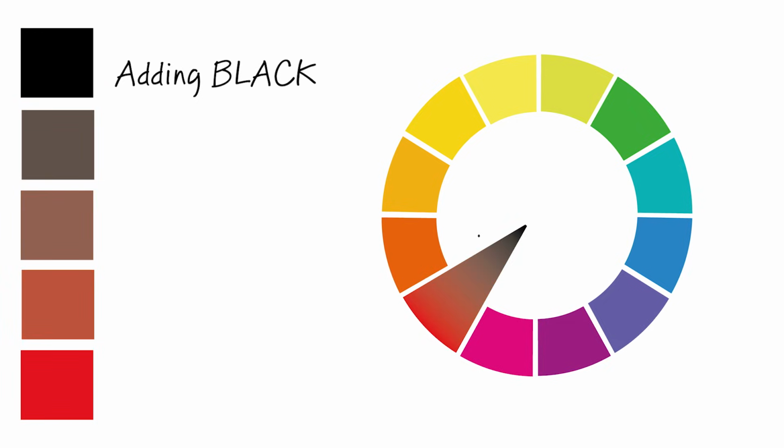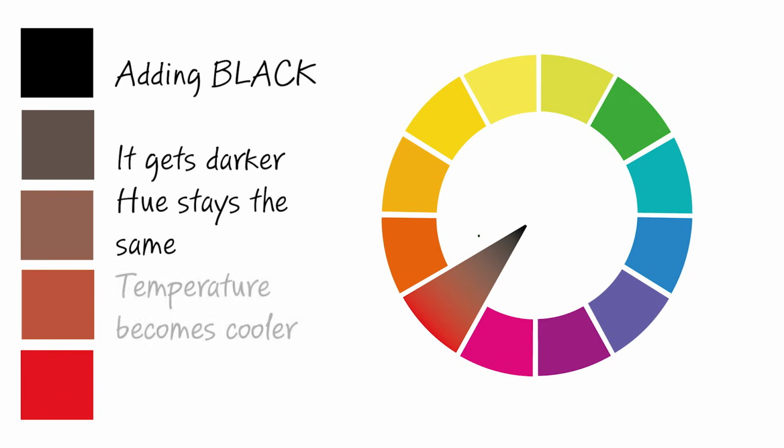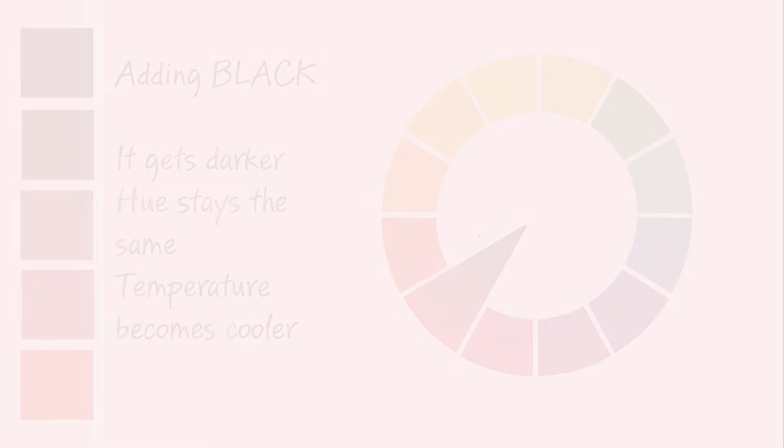Adding black, also known as shade, to your colour will affect it in the following way. The value decreases because the colour becomes darker. The hue stays the same. The temperature becomes cooler because black absorbs light.